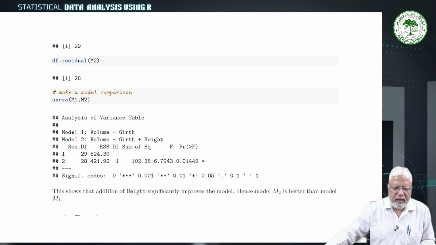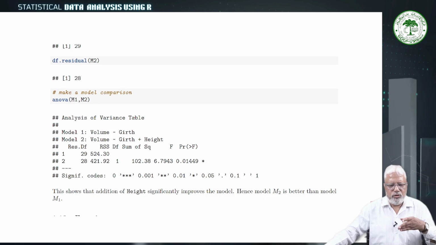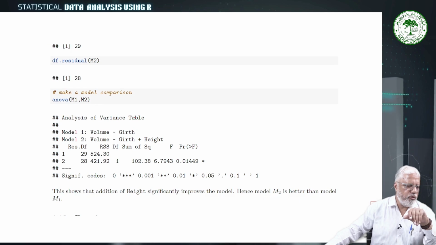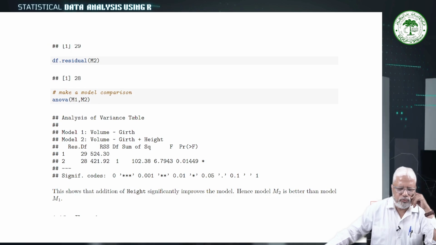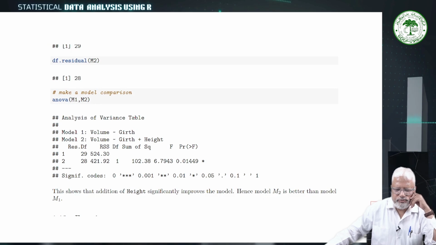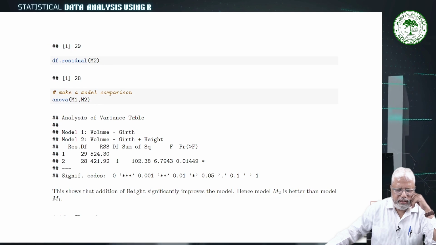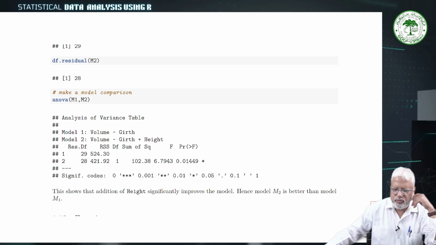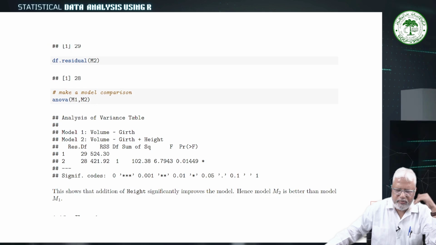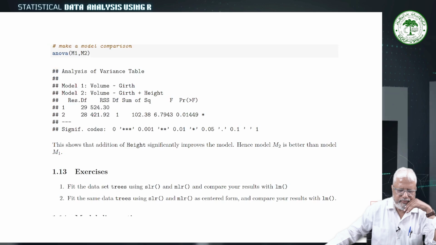So the difference of these sum of squares is 102.38 and the F ratio is 6.793, and then the p value is 0.0149. This p value 0.0149 is less than 0.05. So this shows that the addition of height significantly improves the model. Hence M2 is better than the model M1. So this is the interpretation.